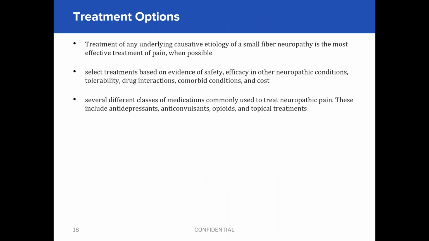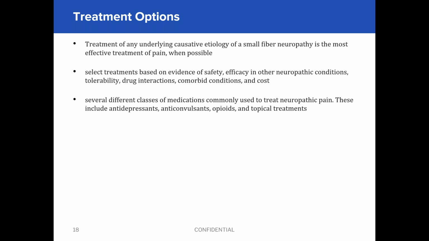So once you have the results, comes the treatment options. Of course, the first and most important one is to treat the underlying disease. No matter the etiology, you want to have that controlled and treat it. Then you want to select treatment based on evidence of safety and efficacy for that neuropathy condition. Are we worried about drug interactions? What are the patient's comorbid conditions? And of course, everybody's concerned about cost.